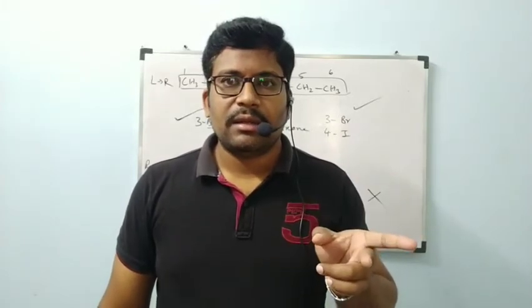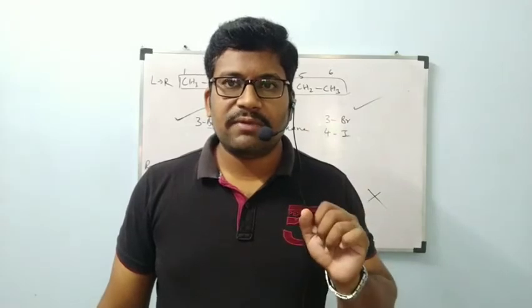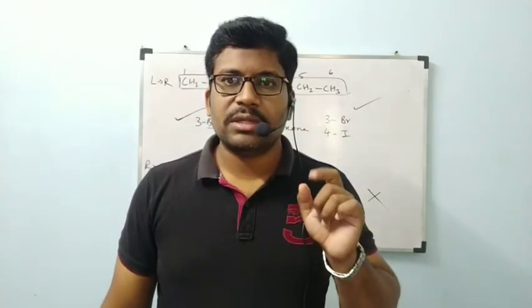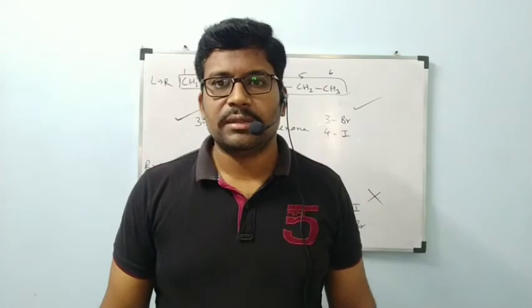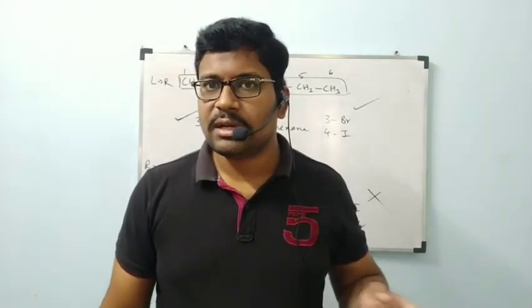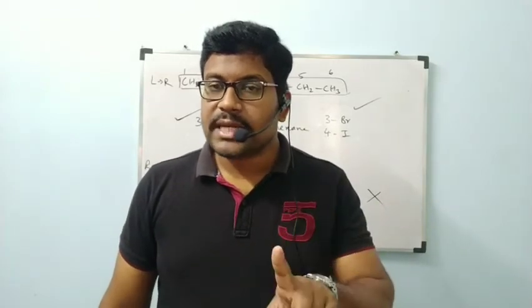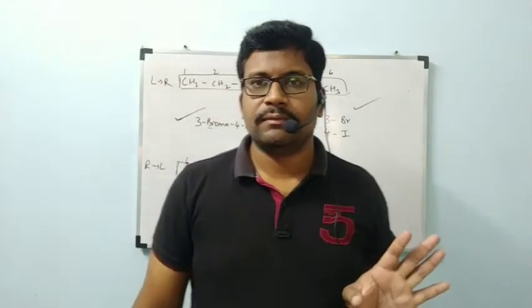Methyl and ethyl, M and E. Among M and E, E must be first according to alphabetical order. So that ethyl group must get the least number. In that way, we will select the parent chain and that numbering, left to right or right to left. That one.